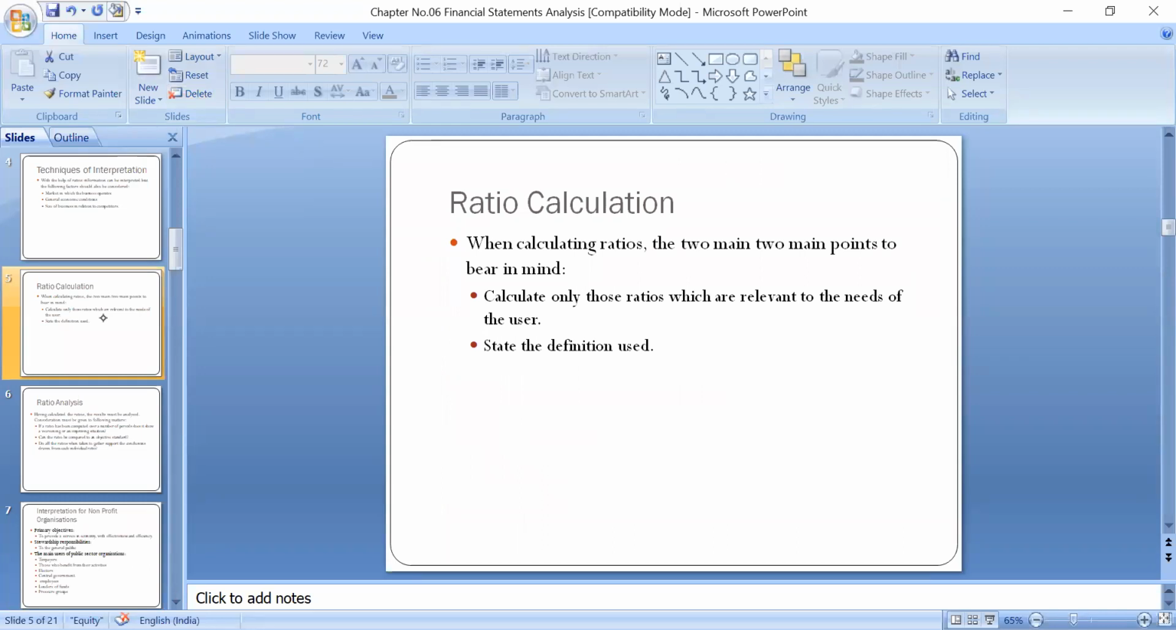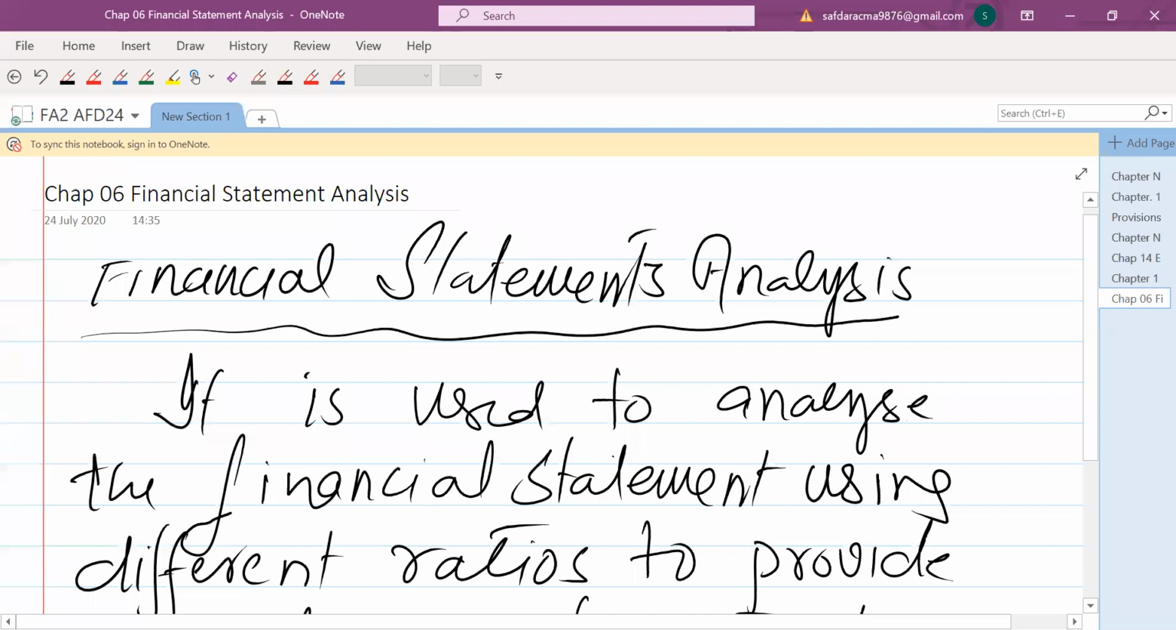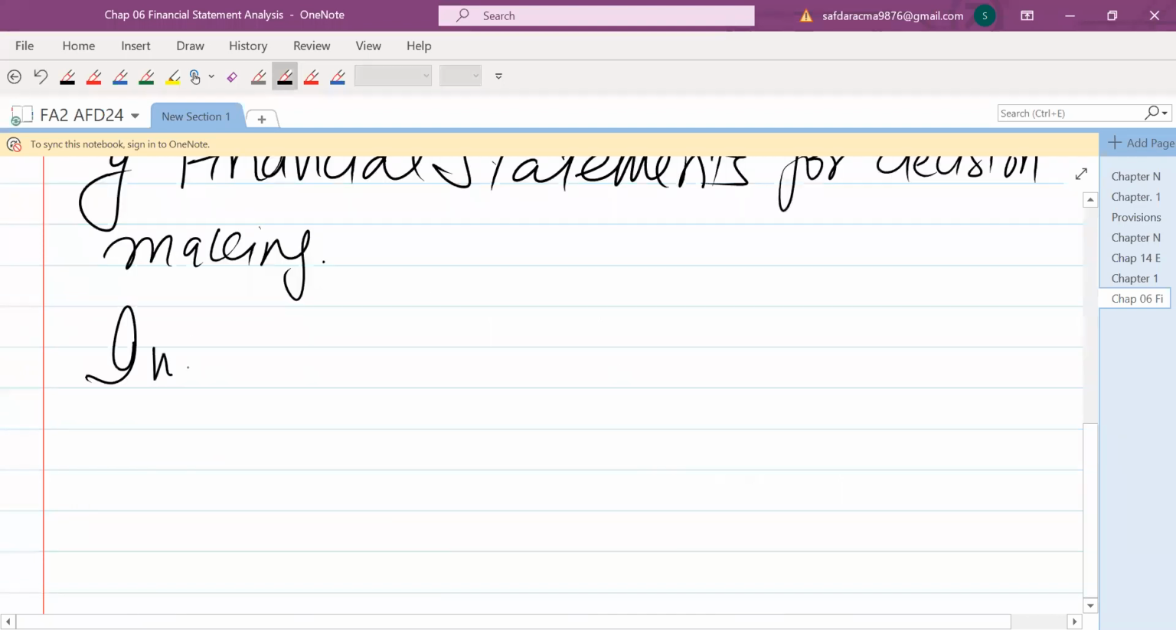Ratio analysis. We calculate ratios to analyze and evaluate the performance of an organization. Then these ratios can be used to compare against, let me tell you, for example, interpretation. Financial statement analysis or interpretation, same concept is there.